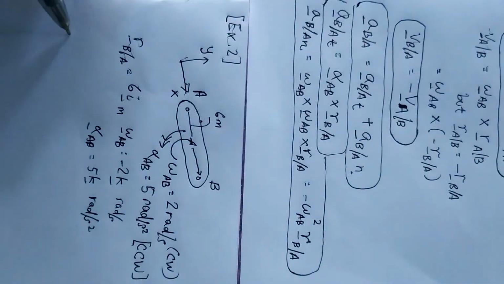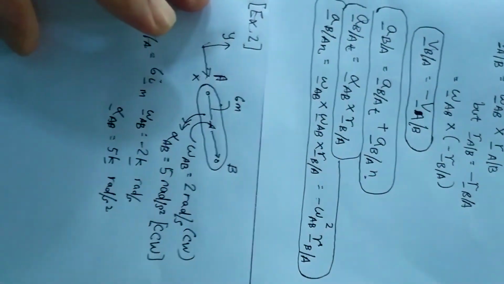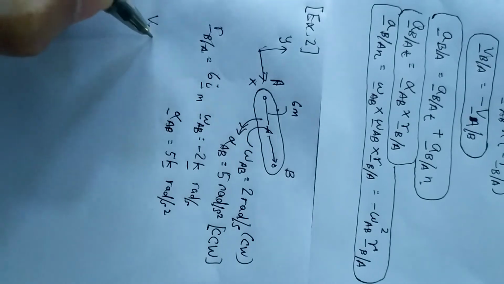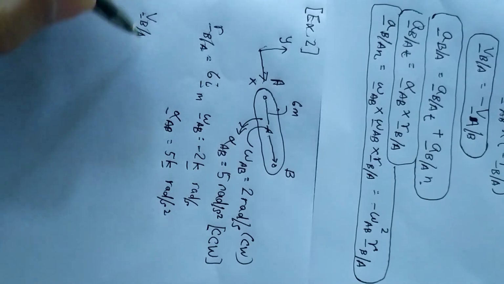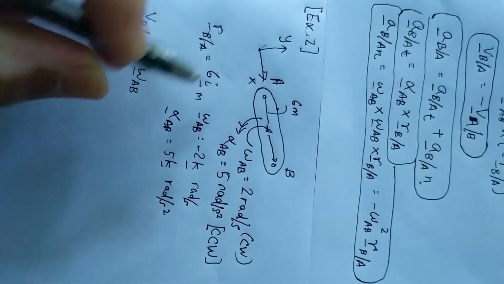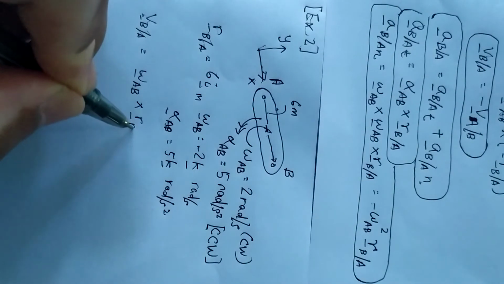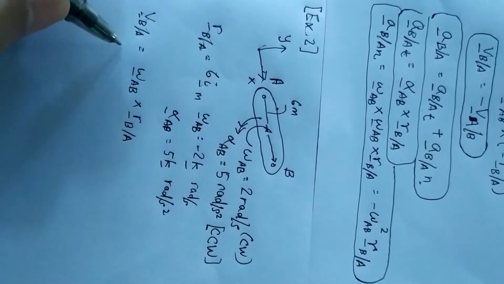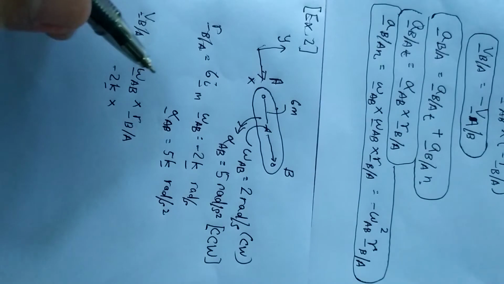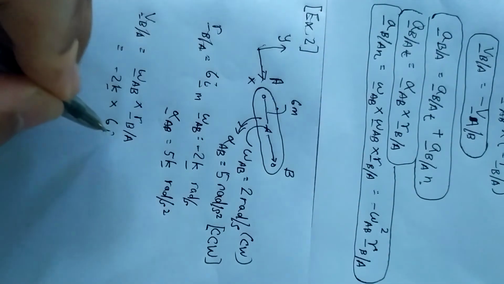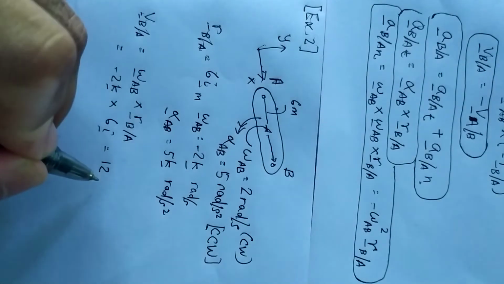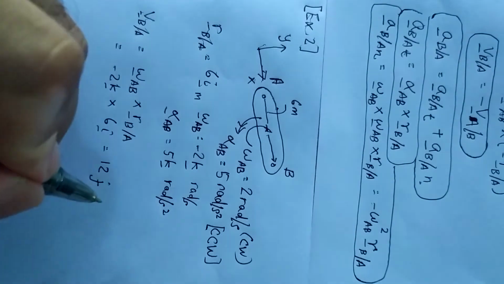So what is the velocity of B relative to A? If we want to find the velocity of B relative to A, it is omega AB cross position vector B relative to A. So omega AB is minus 2k, cross position vector B relative to A, which is 6i. k cross i is j, so 12j meter per second.